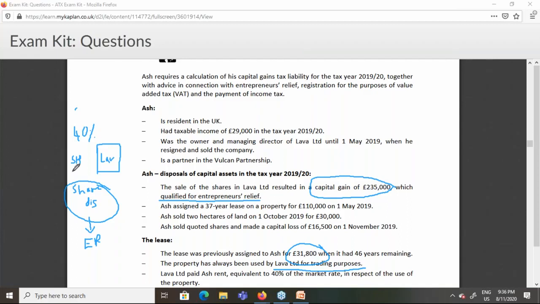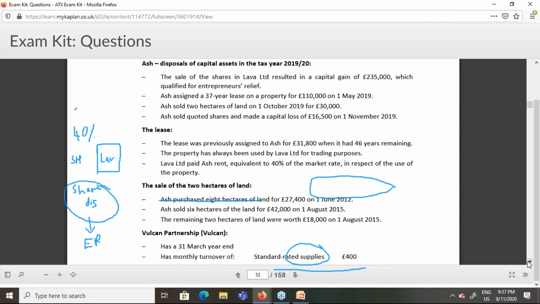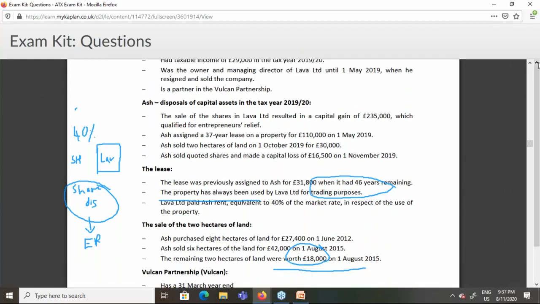And then what has happened? Ash, who was the shareholder of this company, decided to sell his shares, and at the same time, he decided to, let me show you that part. He decided to assign the lease. He decided to transfer the lease to this company.